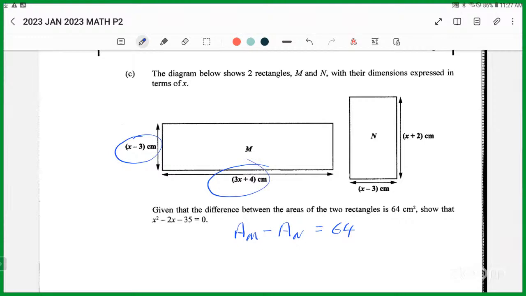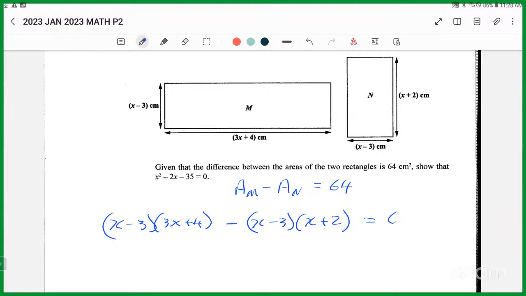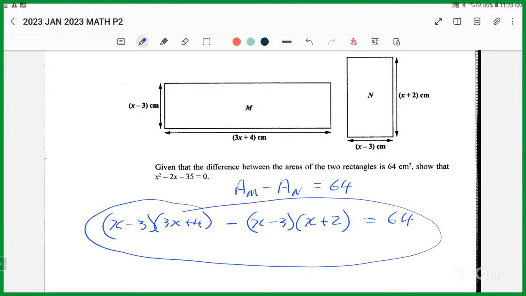This times this. That is x minus 3 times 3x plus 4. This is the area of the first one. Minus the area of the second one, which is this one now, x minus 3 times x plus 2. That's equal to 64. What it means is that we need to take this expression and simplify it down to that. That's all that's going to happen.